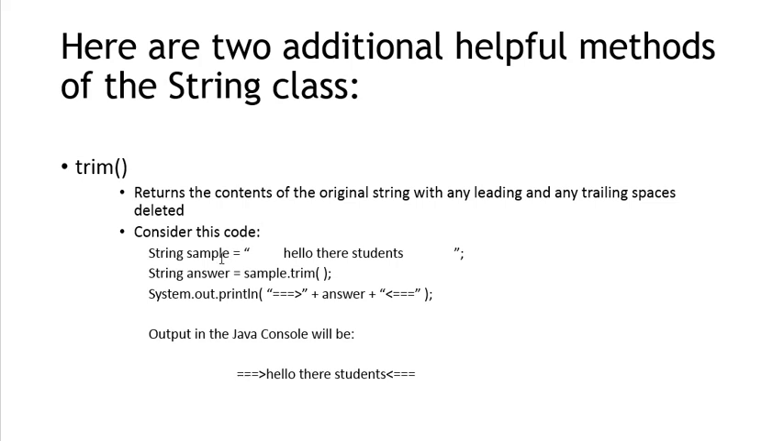Here's a code example. The string sample has a bunch of spaces at the beginning and then some spaces in between the words and then a bunch of spaces at the end. If we say sample.trim and store that result in another string called answer, and then print in the Java console answer surrounded by these arrows, the output would be the original contents of sample with the leading and trailing spaces removed. The spaces in between the words would still be there. It's just the spaces at the beginning of the string or the end of the string that are deleted.